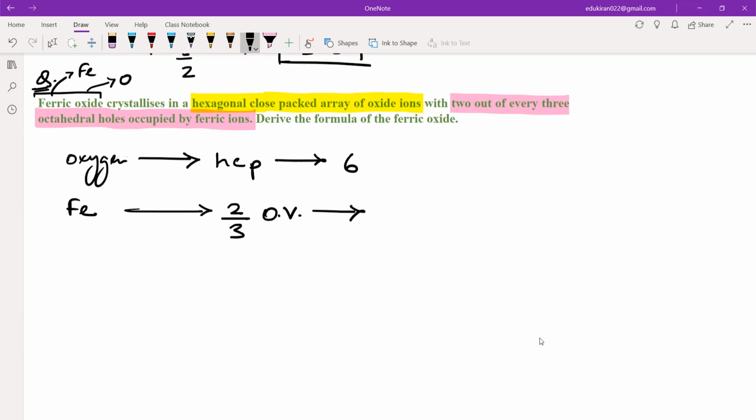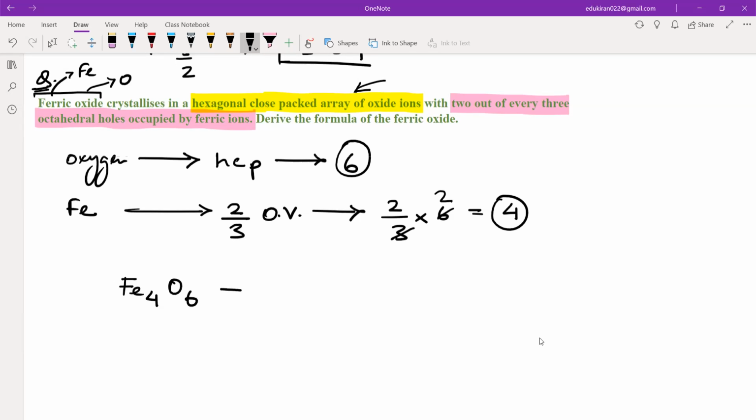ठीक है? So अब इसको कैसे लिख सकते हैं? 2 by 3. And how many octahedral voids are there in HCP? You may look at the chart. 6. So 2 by 3 of 6 is equal to 4. Then you have Fe4O6 that you can simplify. That means divide by 2, and you will get Fe2O3. Is this clear? Yes or no?